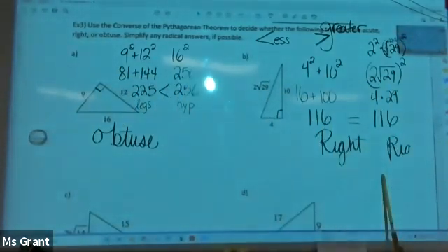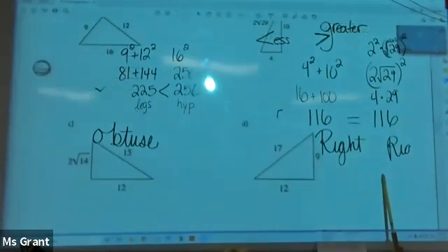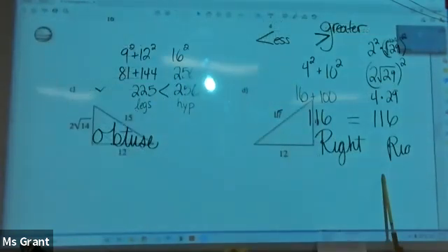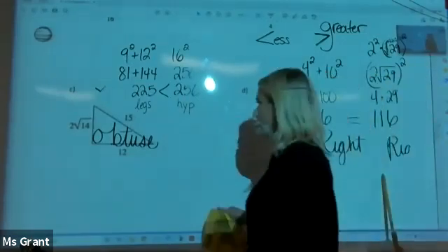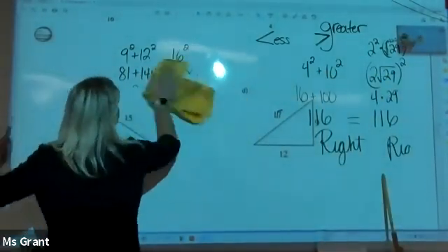I'll do one more because we're running short on time. And absolutely, we're going to do the square root one, C. We've got to make sure our algebra skills stay strong.